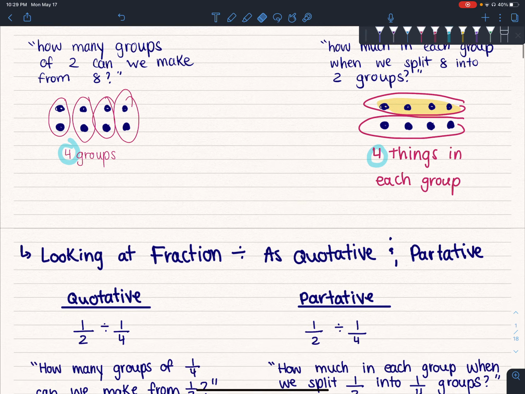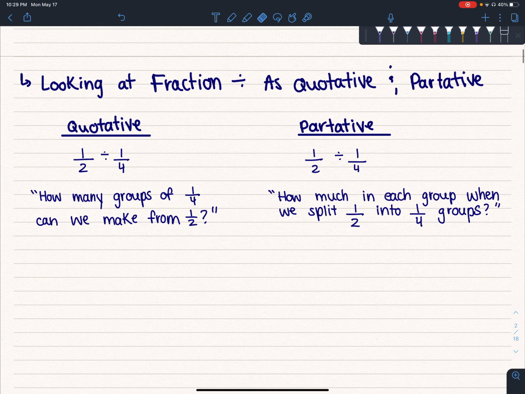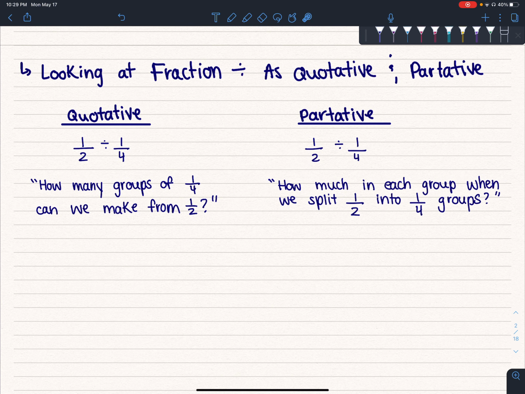So now, oh no, there's spoilers in there. Okay, well, I guess we'll roll with it. So now we're looking at the same situation, the quotative and the partitive, but we're looking at it with a fraction division. So a division of fractions, and trying to see, well, how does this translate from the 8 divided by 2 example in a fraction division example? And this is what we have here.